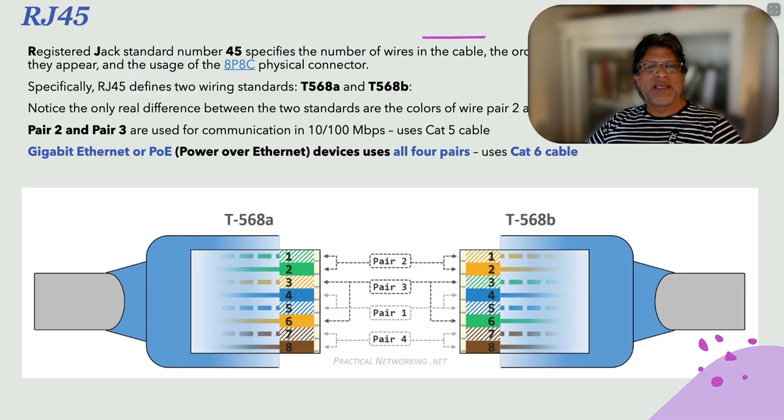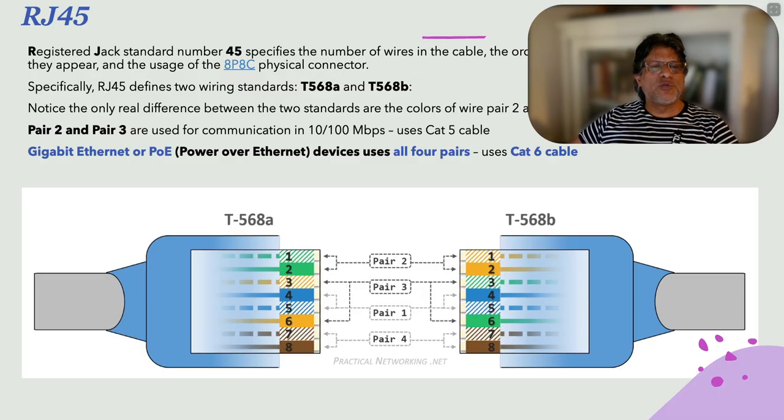So what does a cable look like? The RJ45 cable, which is the registered jack standard 45, specifies the number of wires in the cable, the order in which they appear, and the usage, as shown here in the physical connector. So this here is the T568A designation. There is the T568B designation. The wires are just color coordinated slightly differently, but the pairs do similar jobs, right?